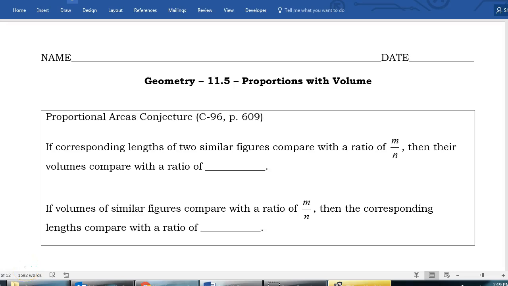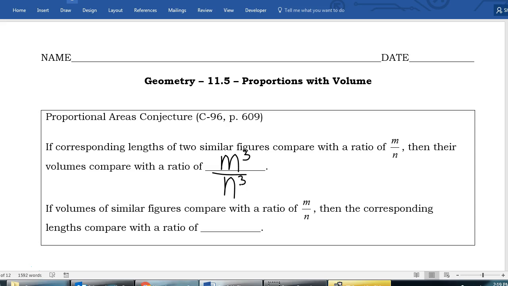This is Geometry Lesson 11.5, Proportions with Volume. And in this lesson, we're going to be doing basically the same thing as the previous lesson, Proportions with Area. The difference is our ratio will be to the power of 3 instead of to the power of 2. And the reason we're using the power of 3 is because volume is a three-dimensional measurement: length, width, and height.